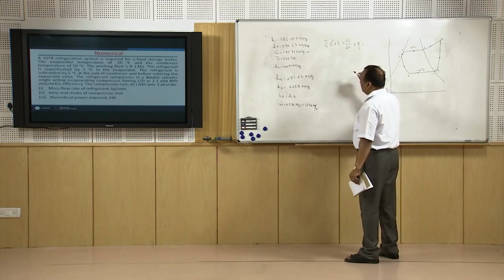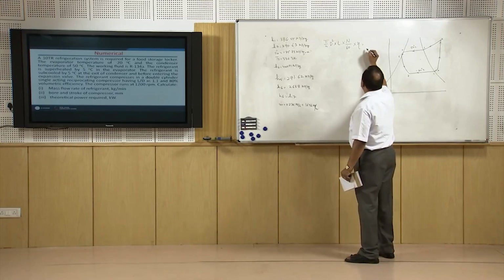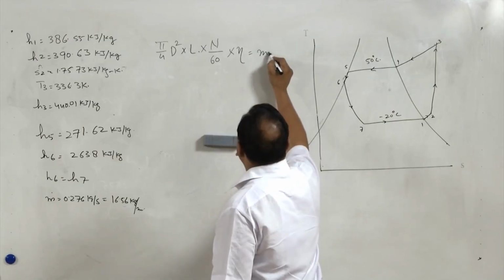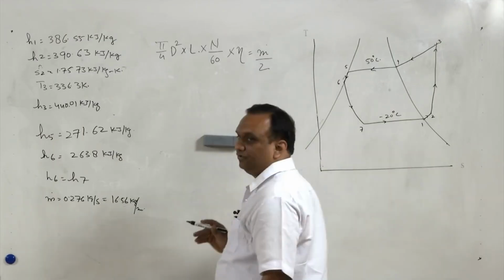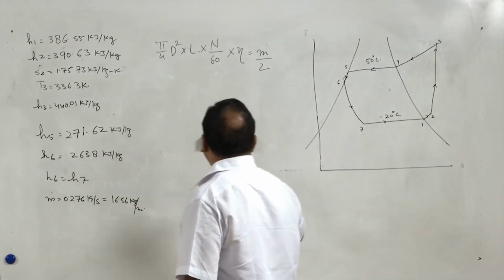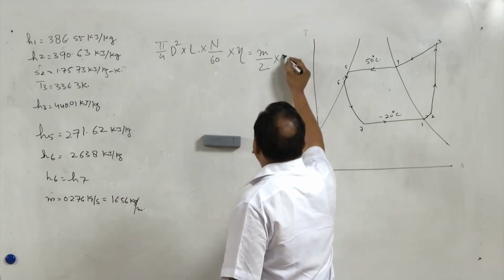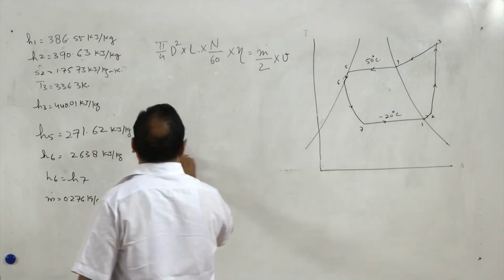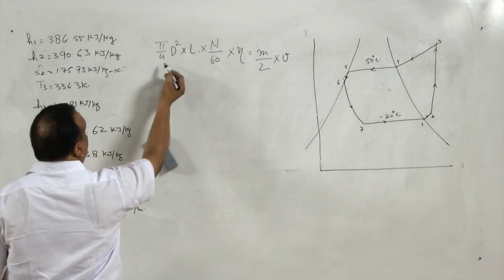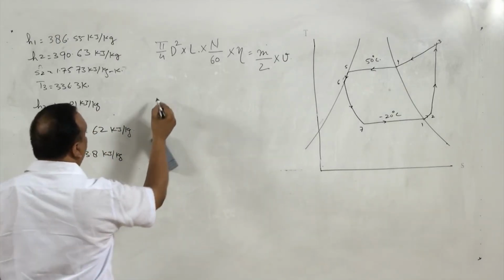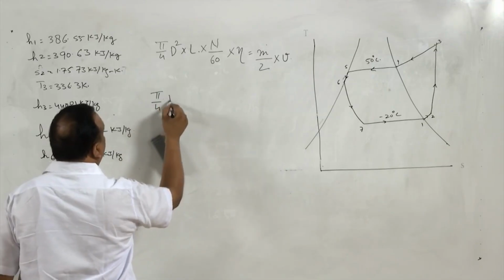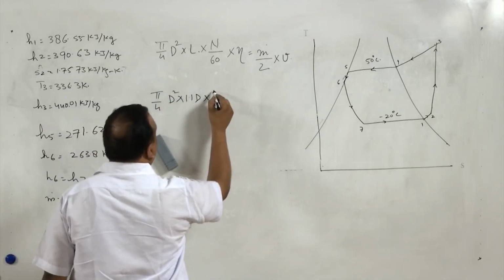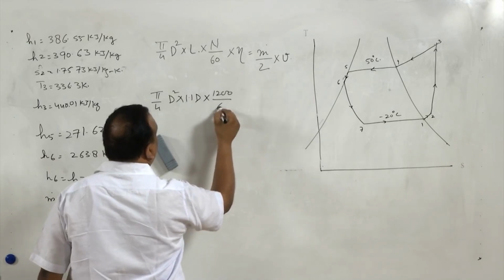And that is going to be equal to mass flow rate of refrigerant divided by 2, because there are two compressors. So, each compressor is handling half of the refrigerant, multiplied by specific volume of vapor. Now, we know the relation between L and D. L by D is equal to 1.1. So, we can write pi by 4 D square into 1.1 D into 1200 divided by 60.